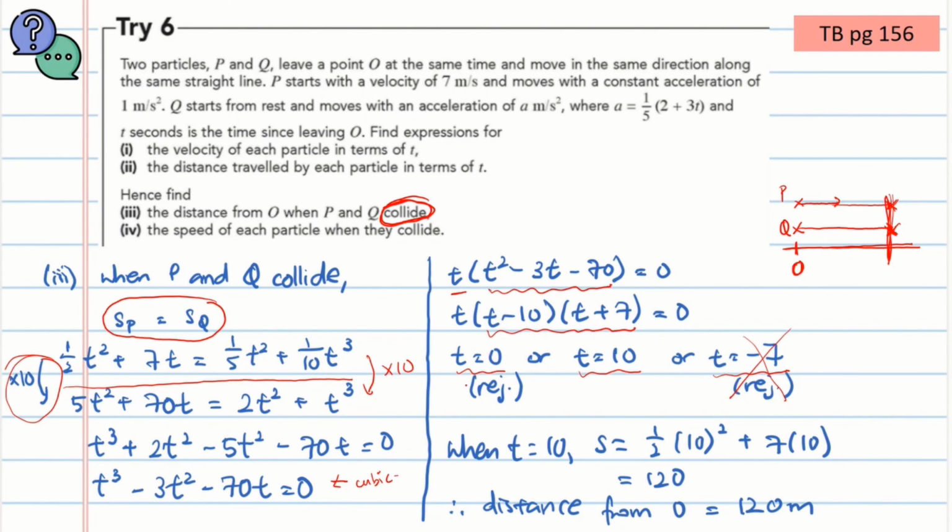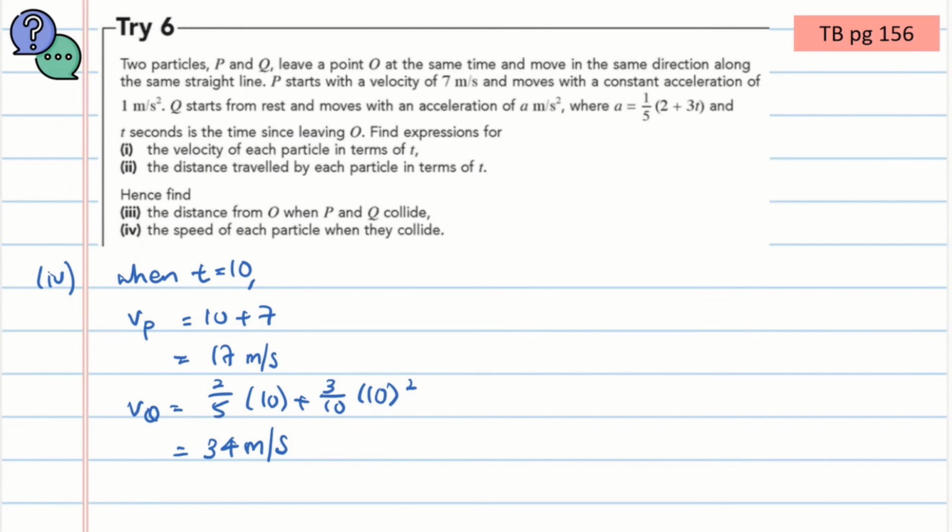Time equals 0 is when they started. They both started at the same point. That is not counted as our collision. So this one we reject also. Therefore, the time that it collided was actually t equals 10. Not forgetting that the question actually wants us to find the distance. The question is not asking us to find the time. So in fact, it is the distance from O, which is essentially displacement itself. So I just substitute in t equals 10 into either one of the displacement equations. What I did was to substitute into the displacement equation of P, and I will see that the distance from O will be 120 meters. And that's how we solve part 3.